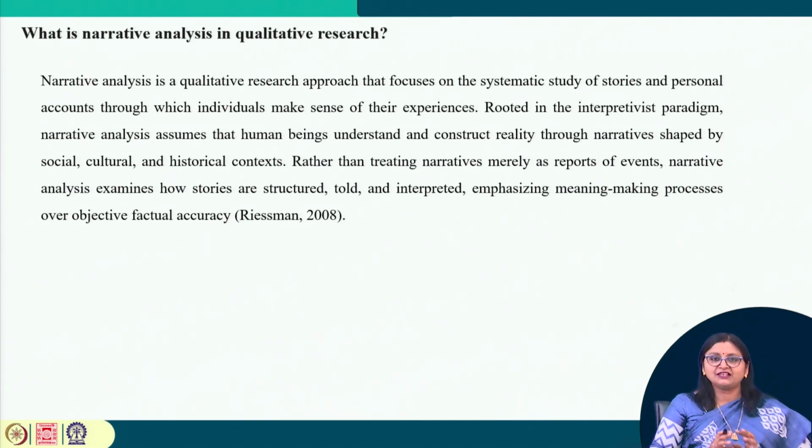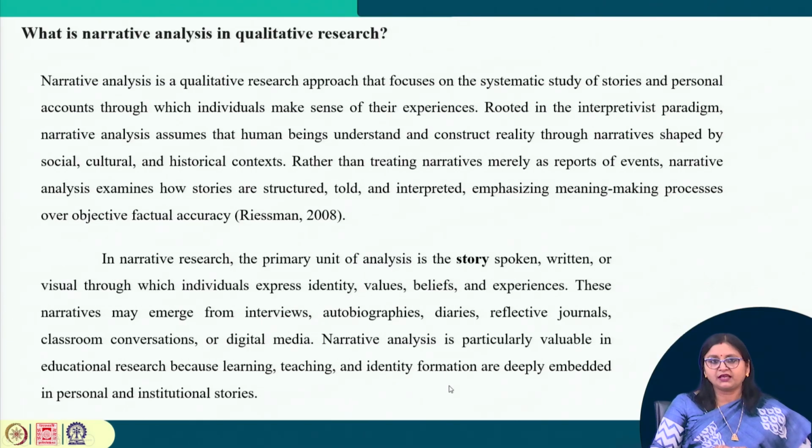So, rather than treating narratives merely as a report of events, narrative analysis examines how stories are structured, told and interpreted, emphasizing meaning making processes over objective factual accuracy. Riessman made this statement in 2008, and in narrative research the primary unit of analysis is the story spoken.